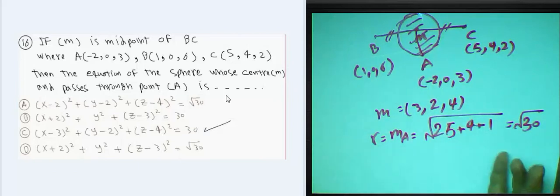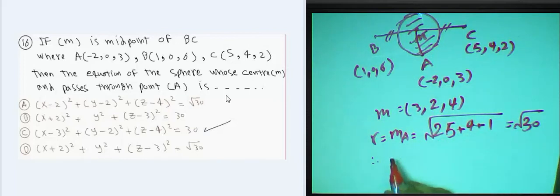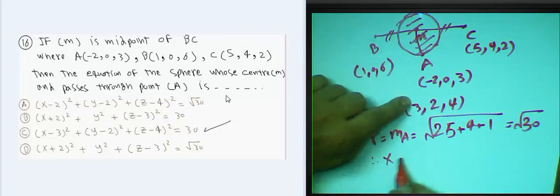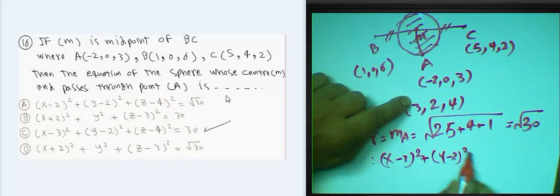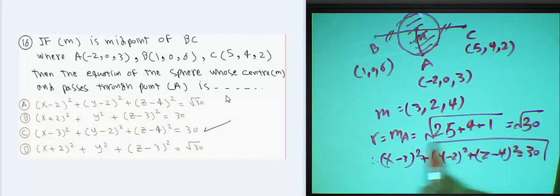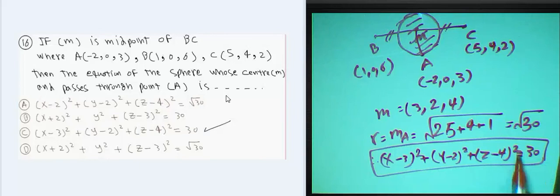Okay, we have the radius and the center. Then you can write the equation of the sphere. We can write here x subtract the center M: (x minus 3) power 2 plus (y minus 2) power 2 plus (z minus 4) power 2 equals r power 2. The radius here will be 30. Okay, choose letter C for this example. It's very easy for you.